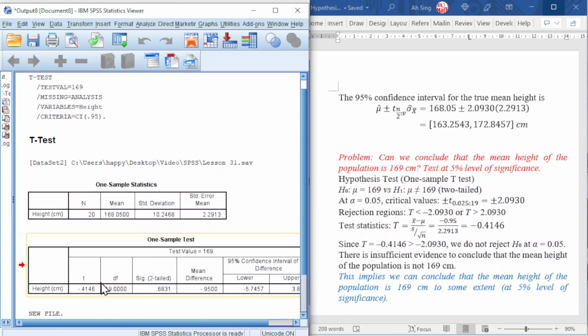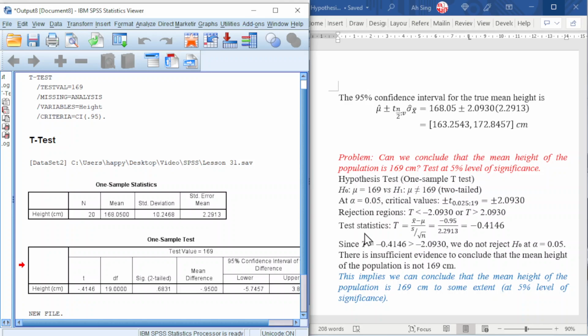With this t-value and the degrees of freedom, we are able to perform hypothesis testing by using the test statistics approach. From here, according to the question, we are asked to determine whether the mean height is equal to 169 or not. So which means that we should perform a two-tail test. For a two-tail test, the significance level should be divided by 2, which is 0.025, and with the degree of freedom, we obtain that the critical value is plus minus 2.0930, and the rejection region should be less than the negative or more than the positive.